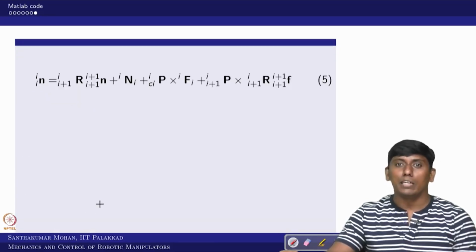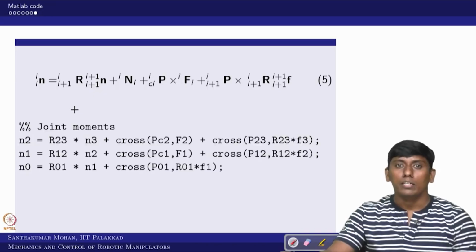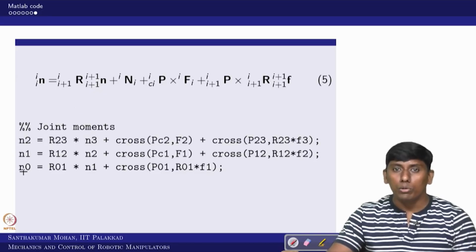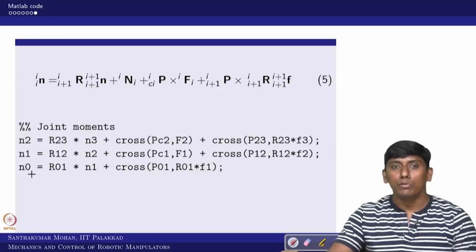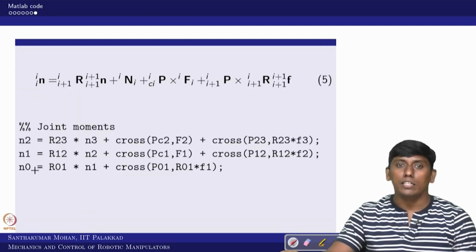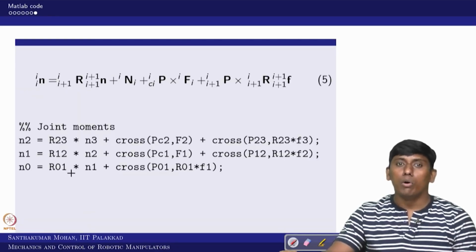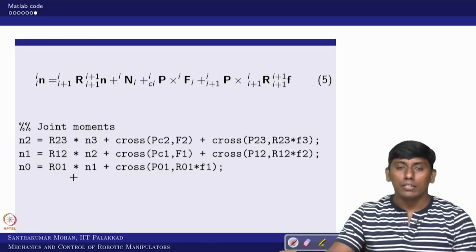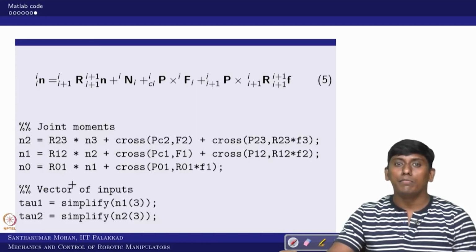In a similar way we can do the backward propagation for the moments. You can do n2 to 2 and n1 to 1, so that you can derive n2, n1, and if you want to have the shaking force and moment, then you can do it up to 0. This is equivalent to shaking forces and this is equivalent to shaking moments. Once you have obtained all that, you require the joint torque relation. For that we will use this.